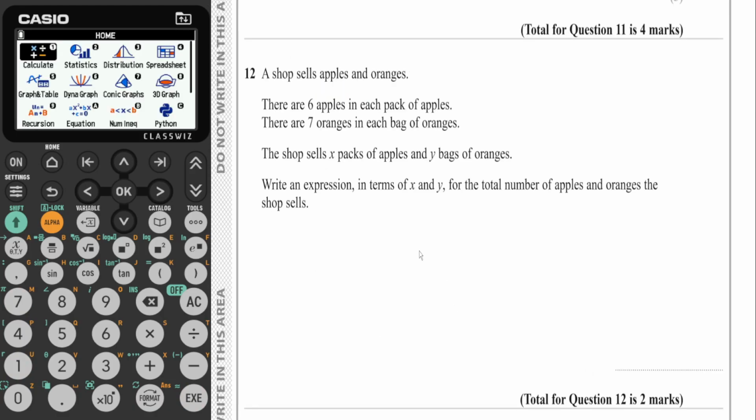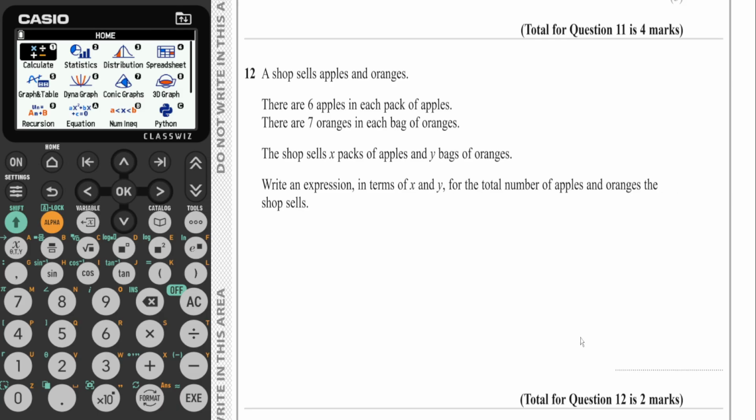Question number 12. A shop sells apples and oranges. There are 6 apples in each pack of apples. There are 7 oranges in each bag of oranges. The shop sells X packs of apples and Y bags of oranges. We have to write an expression in terms of X and Y for the total number of apples and oranges the shop sells.